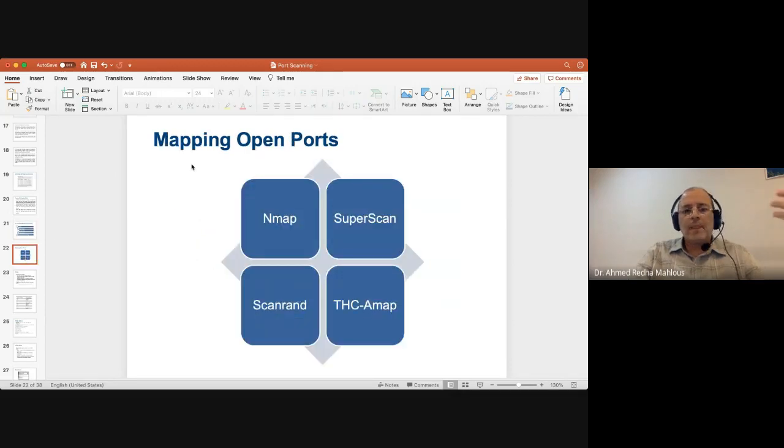Let's say tools that can be used. There are many tools for port scanning. The main one that is mostly used is Nmap. You will find dedicated books about Nmap, which is considered just like a Swiss army knife. It has many options that let you craft packets, send different types of packets, and detect the operating system and the types and versions of services. It is a powerful tool for port scanning.